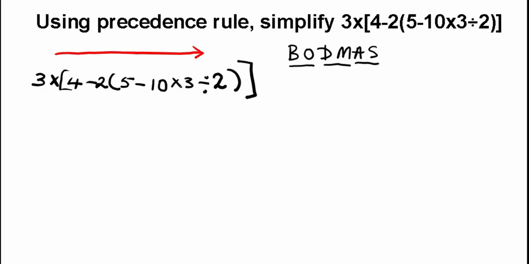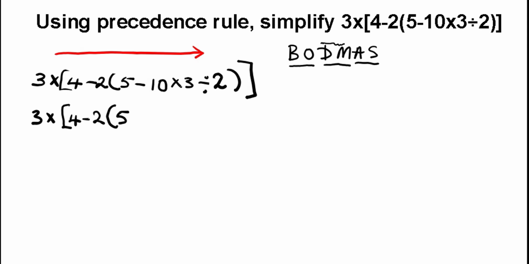That is to say, let us solve the ones in the bracket first, so that I will explain to you what I mean by saying solving from left to right. Now we have 3 multiplied by, bracket opens, 4 minus 2, bracket opens again, then we have 5. Now, since we are solving the small bracket first, here we have negative 10 multiplied by 3 divided by 2. You see that here, using this BODMAS, division and multiplication go together.